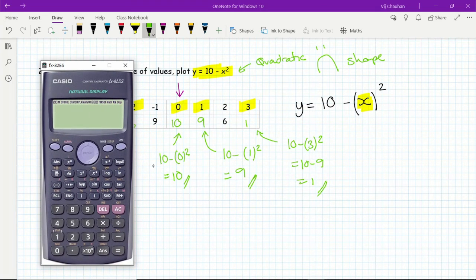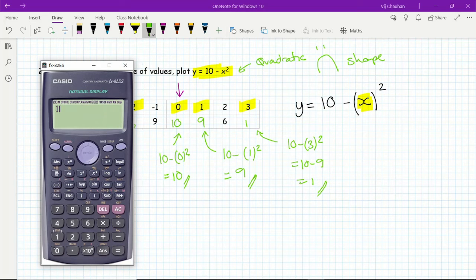So here we've got 10 minus, and then I'm going to put a bracket around anything that's got an x in, and then I swap that x with whichever number I'm looking at. So if I try 2, I'm going to type 2 and then square that value and then press equals. You can see it correctly gives me 6.